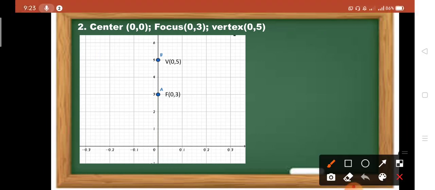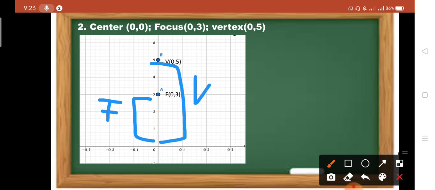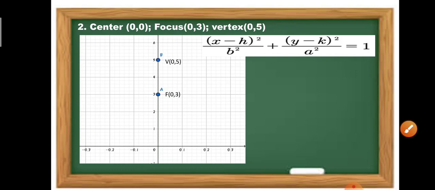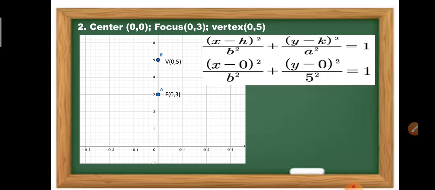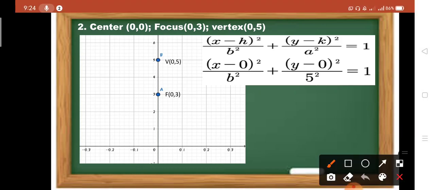The focus is at (0, 3) and the vertex is at (0, 5). The equation of the ellipse is the quantity of x minus h squared over b squared plus the quantity of y minus k squared over a squared equals 1. We need to substitute the value of h and k. Our h and k is 0 and 0 because our center is (0, 0). And the value of our a is 5 because a is the distance from the origin to the vertex.